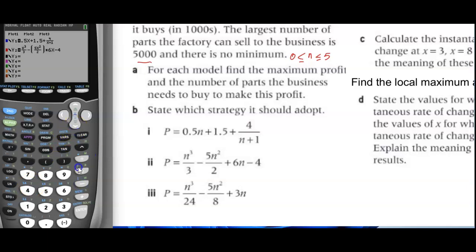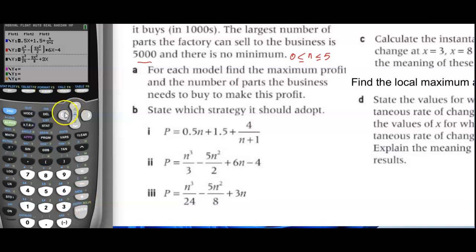Last of all, x cubed divided by 24, minus 5x squared divided by 8, plus 3x.